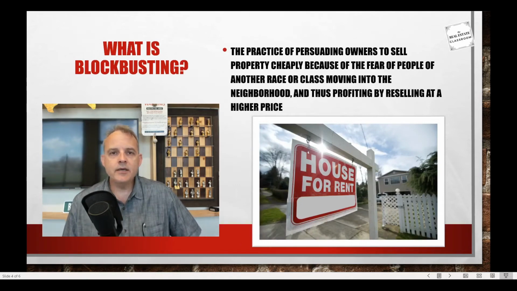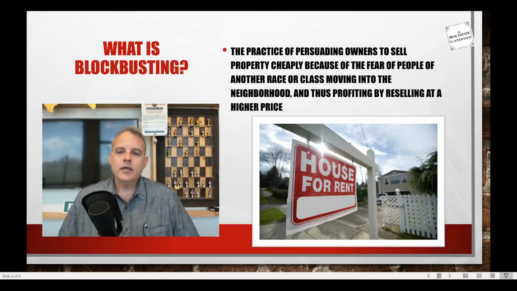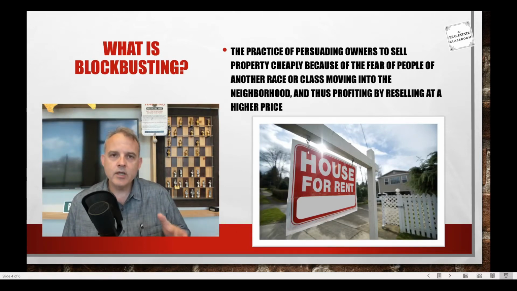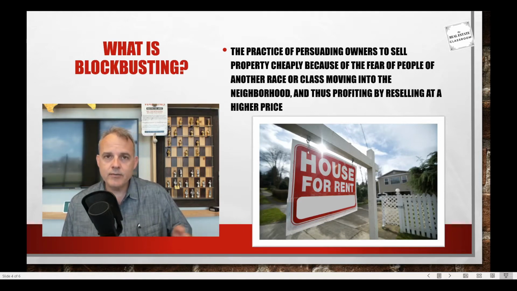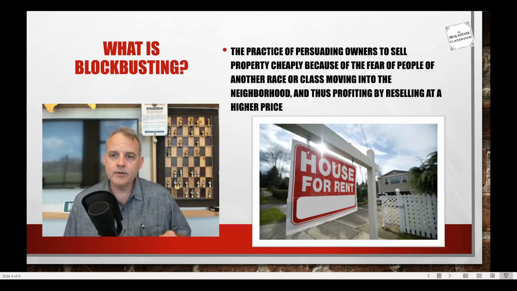Now, the second key fair housing real estate term you have to know is what's called blockbusting. Now, blockbusting is the practice of persuading a homeowner to sell their property, and sell their property cheaply, because of the fear of minority groups coming into the neighborhood or being in a nearby neighborhood.